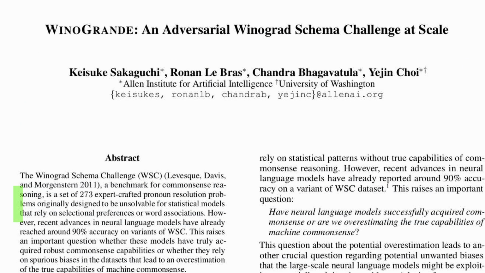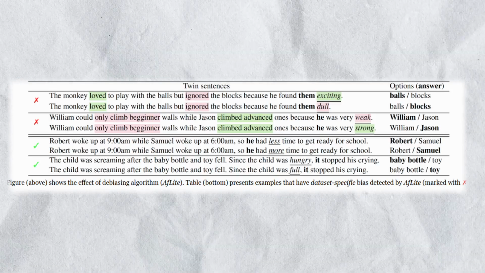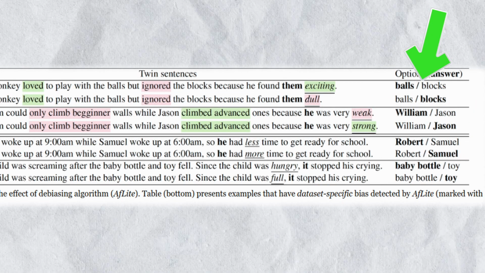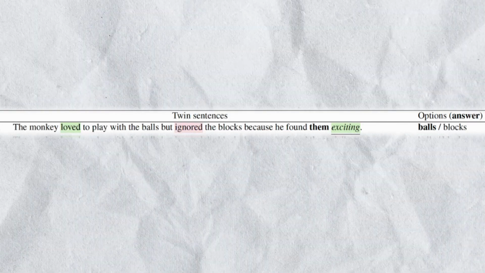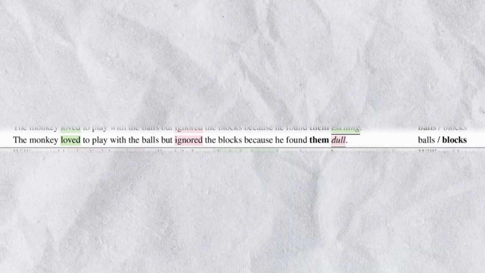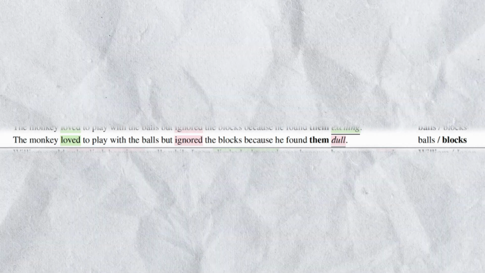Winogrande is a test of pronoun resolution problems, originally designed to be unsolvable for statistical models that rely on selectional preferences or word associations. Take a look at the first example and see how the pronoun them can easily be mistaken for balls or blocks in any test. The monkey loved to play with the balls but ignored the blocks because he found them exciting. The monkey loved to play with the balls but ignored blocks because he found them dull.